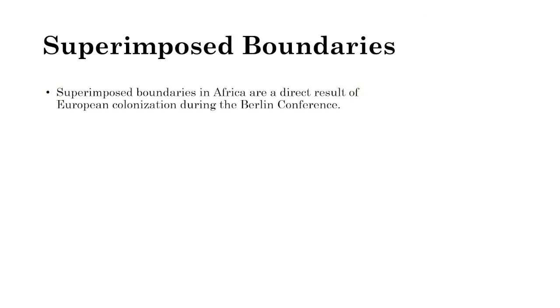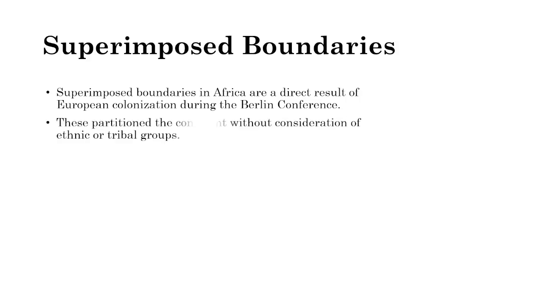Another example would be the superimposed boundaries in Africa due to the Berlin Conference, which is the European colonization of Africa during the Industrial Revolution. These partitioned the continent without any consideration to the hundreds of different ethnic or tribal groups within the continent.